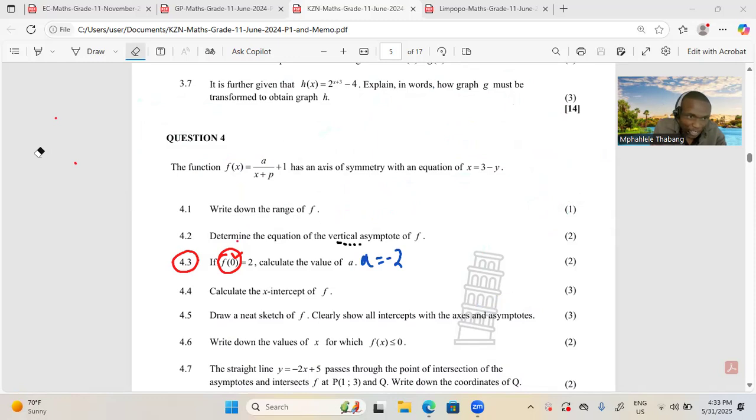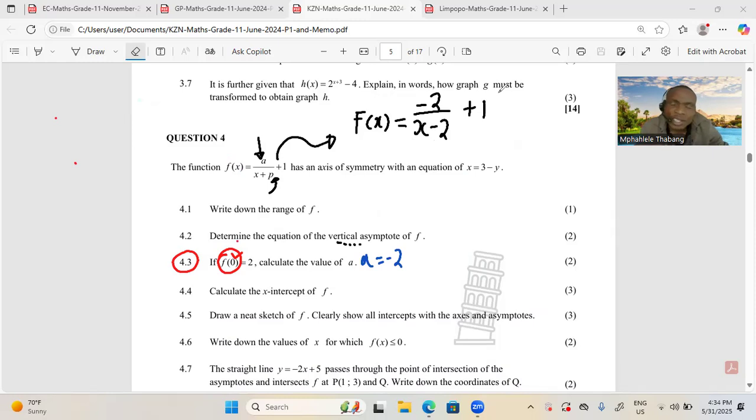This f of x now is like this. f of x equals negative 2 over x minus 2 plus 1. Remember, I found a to be negative 2 and this p also to be negative 2. They want us to find the x-intercept of f of x. You still remember how we find the x-intercept?